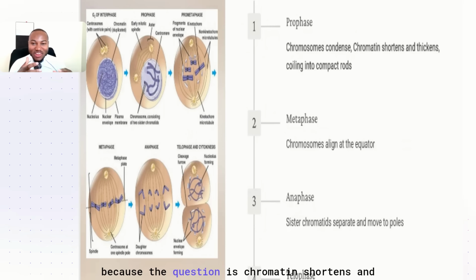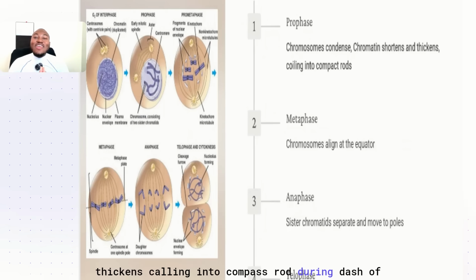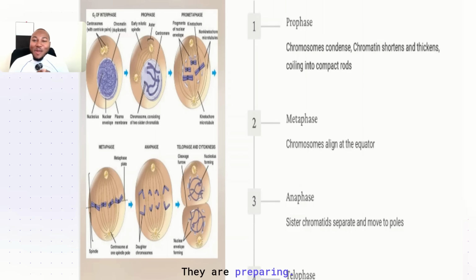Because the question is chromatin shortens and thickens, coiling into compact rods during dash of mitosis. The answer is prophase. They are preparing. It is not interphase. It is not anaphase. It's not telophase, and it is not metaphase.